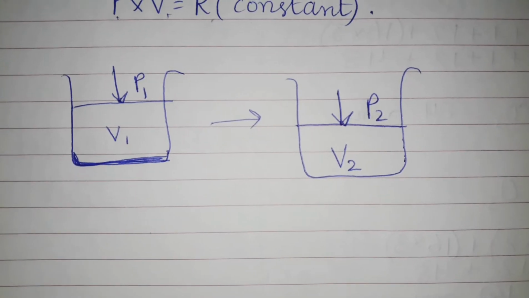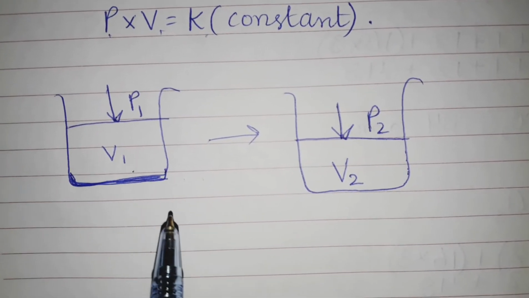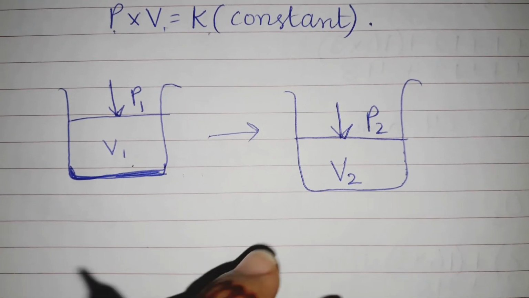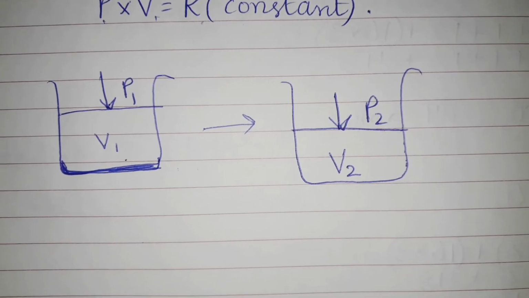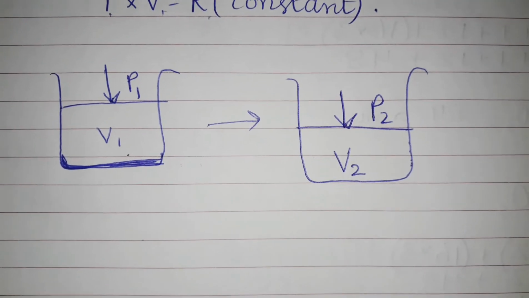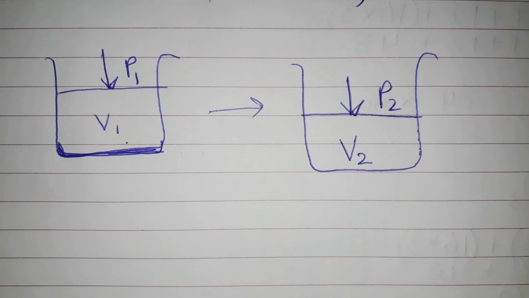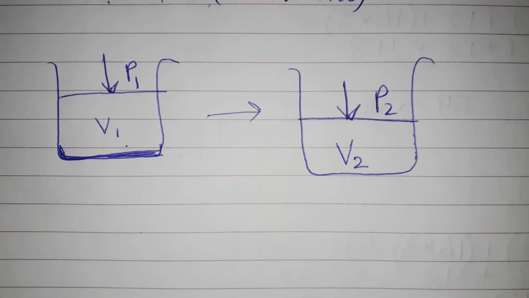We will keep in mind that the temperature is constant, and the mass of both the containers will be the same if we have to check the pressure volume relationship. If we change the temperature or mass, then we will not be able to get the perfect pressure volume relationship.